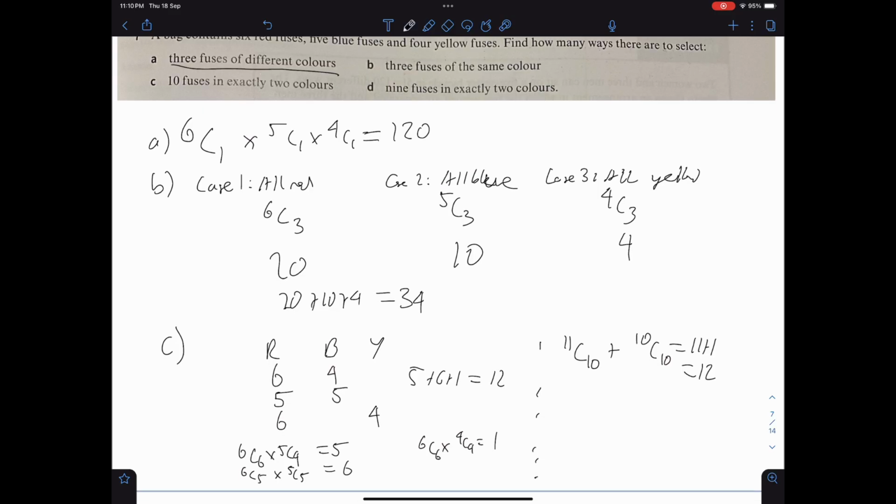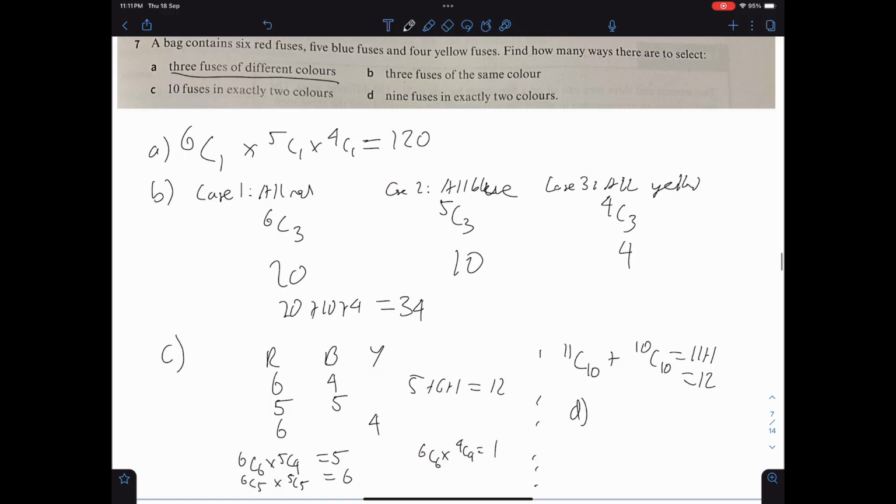And now for D, 9 fuses in exactly 2 colours. We can apply similar logic, but now we can also do blue and yellow. So that would just be 11 choose 9 plus 10 choose 9 plus 9 choose 9 now. So this is just 55 plus 10 plus 1, which is 66.